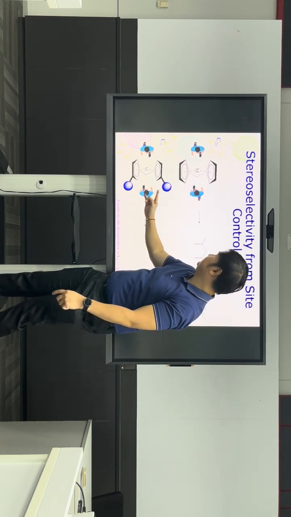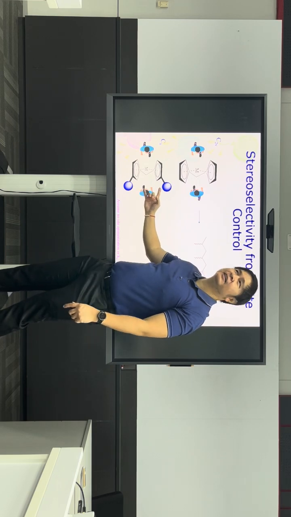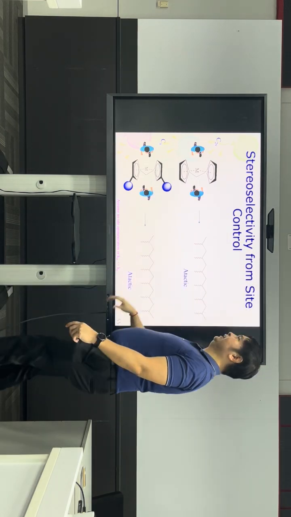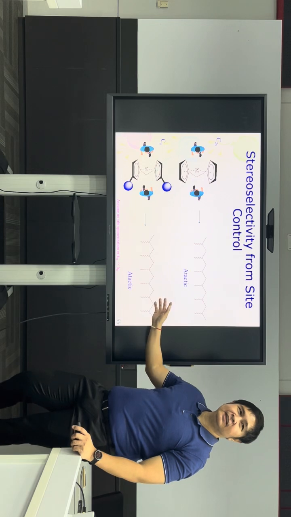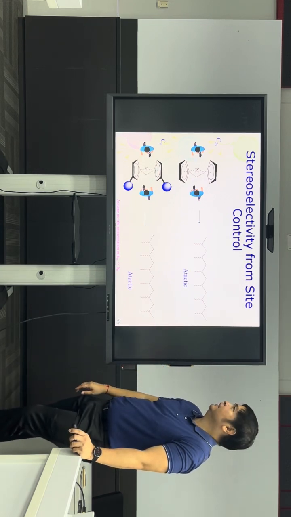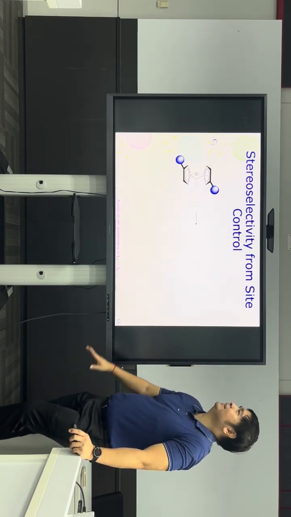So still, no selectivity left or right, right? You get atactic polymer for the catalyst that has a structure like this. But what about something like this then?